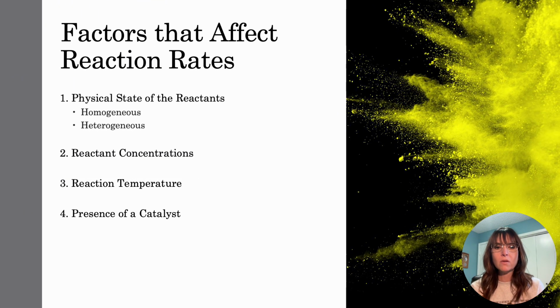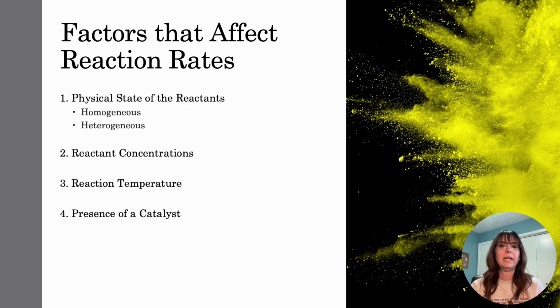Let's just start with some basics. What are some things that can affect the reaction rate? Well, one is the physical state of the reactants. Are they homogeneous? In other words, are all of the reactants in the same state? They're all gas, they're all liquid, etc. Or are they heterogeneous? Are they in different phases?